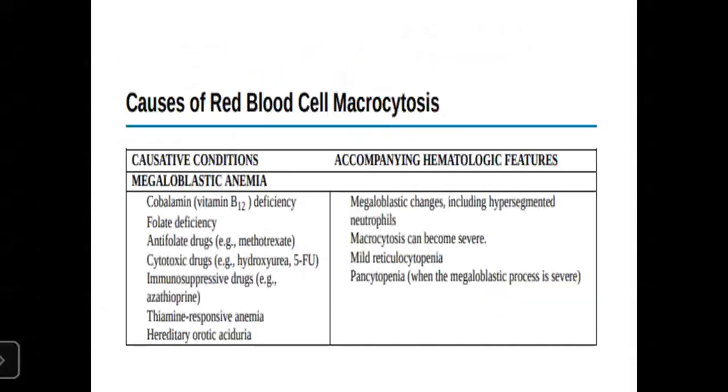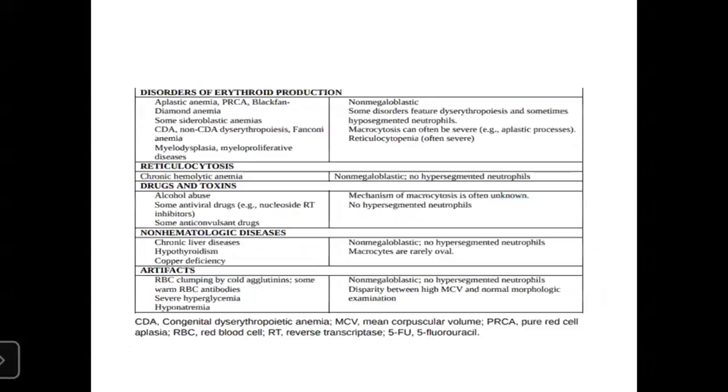So the causes of RBC macrocytosis: megaloblastic anemia is due to cobalamin deficiency, folate or folic acid deficiency, or antifolate drugs such as methotrexate, which inhibits dihydrofolate reductase. Cytotoxic drugs such as hydroxyurea, 5-fluorouracil, azithromycin can lead to megaloblastic anemia. The accompanying hematological features are megaloblastic changes including hypersegmented neutrophils, and macrocytosis can be severe. There might be mild reticulocytopenia and pancytopenia when the megaloblastic process is very severe.